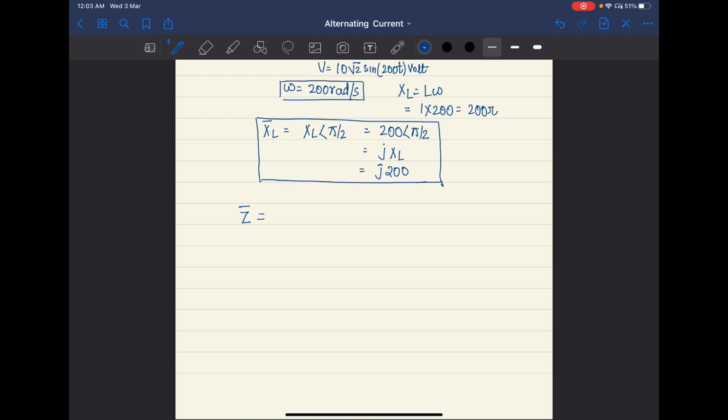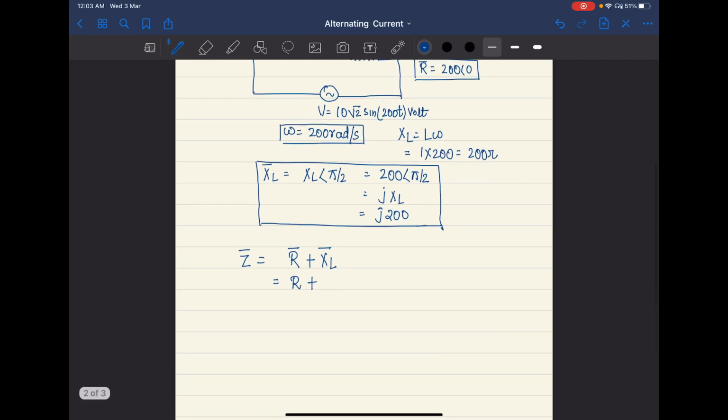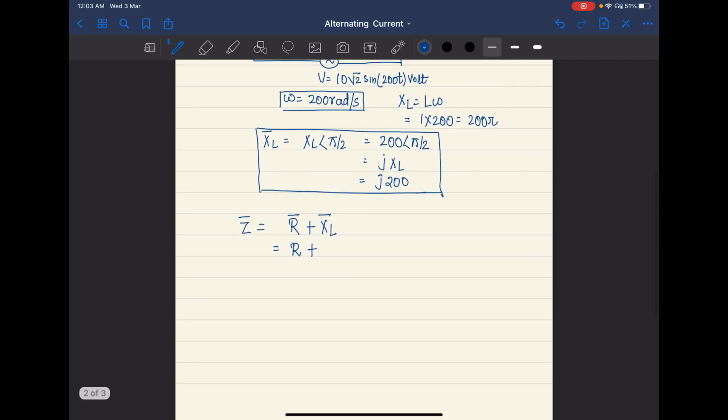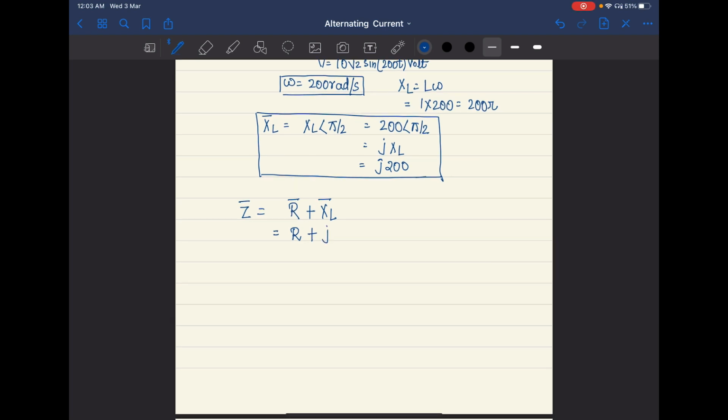Z phasor we can write as R phasor plus XL phasor. R phasor is nothing but R only, plus XL phasor. XL phasor can be written as jXL, so we can write this as R plus jXL.